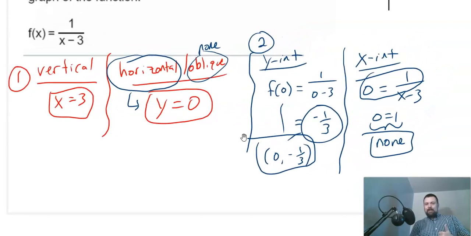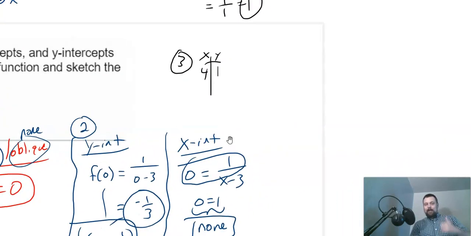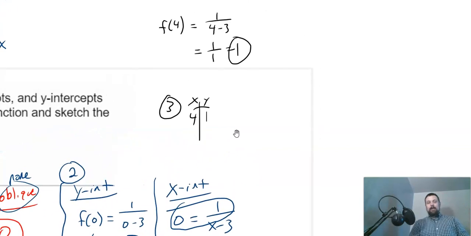Right. See if I can save the graph for last. I don't know if I can. Yeah, it's right over there. I don't know if you guys could see it. It was just off the screen there.